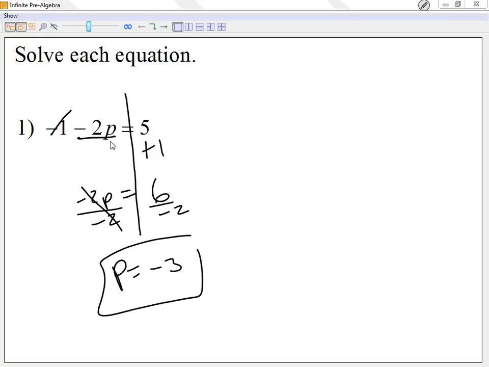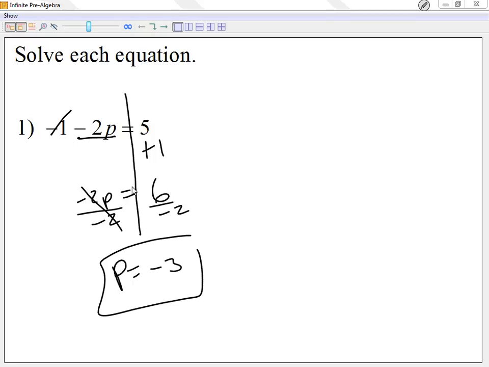So once again, all I want is letters on one side, numbers on the other. Simplify each side, and then divide by the number in front of the letter. That's it. So this takes care of the first 8 questions. Any questions for the first 8?